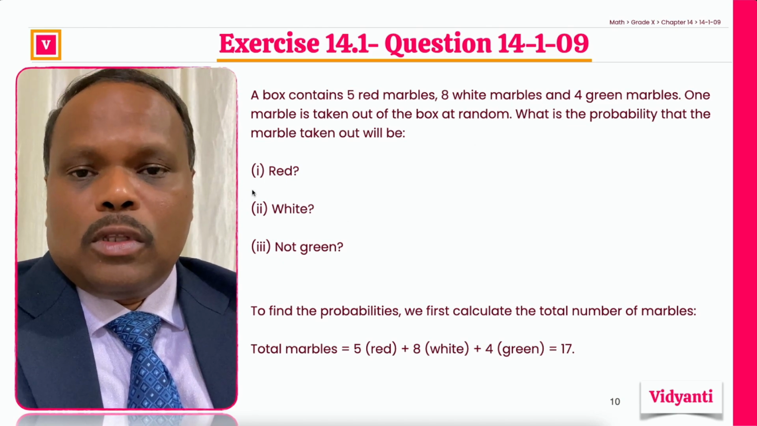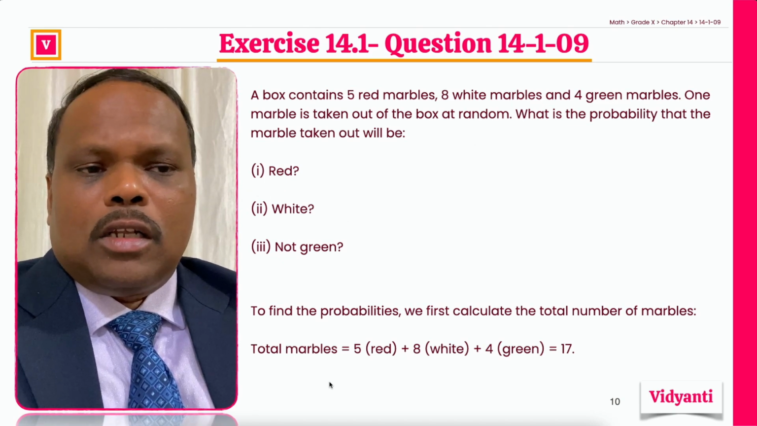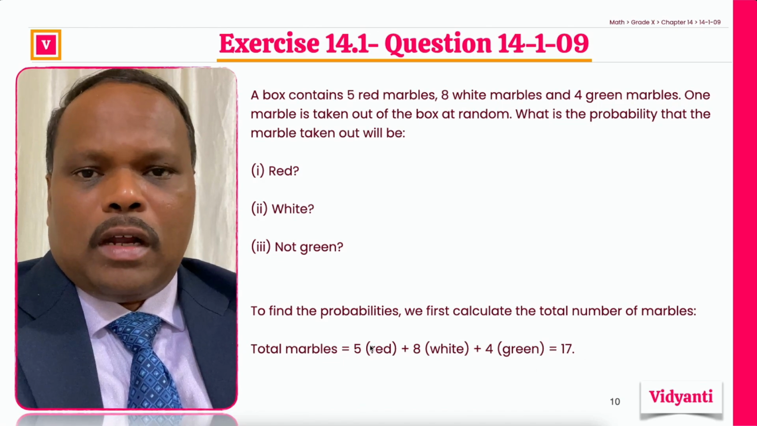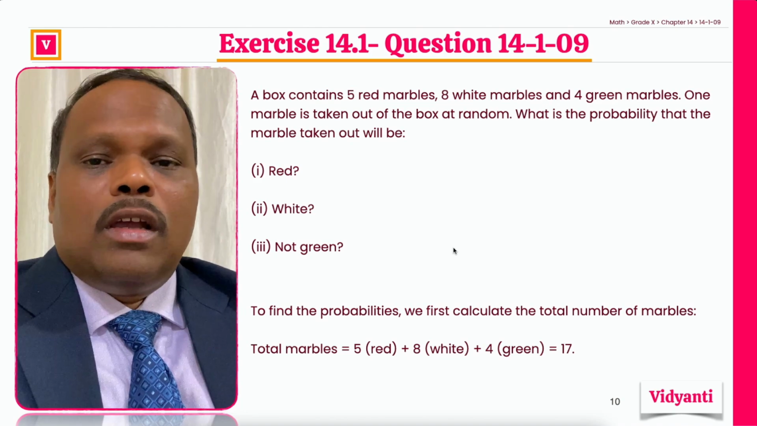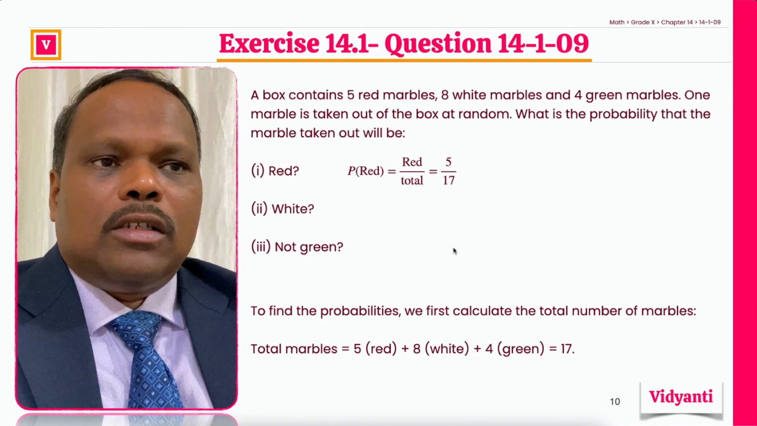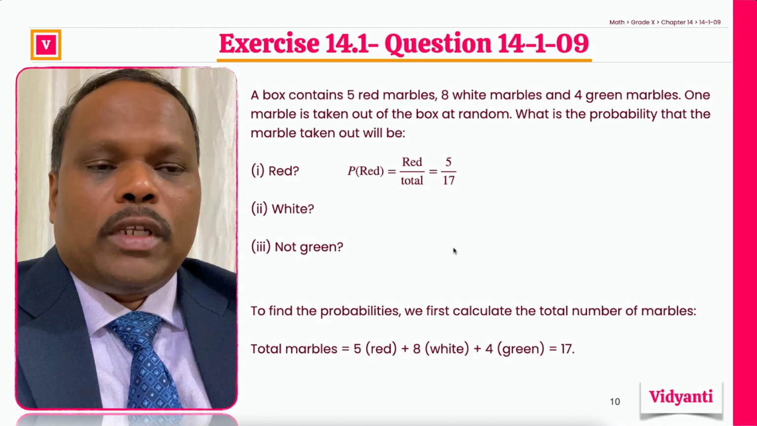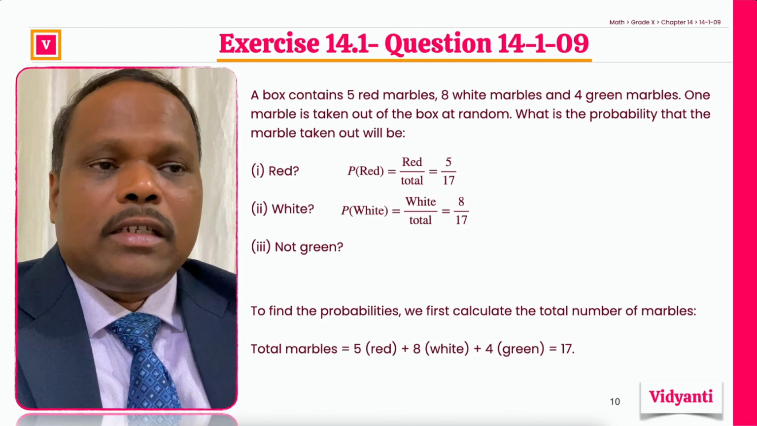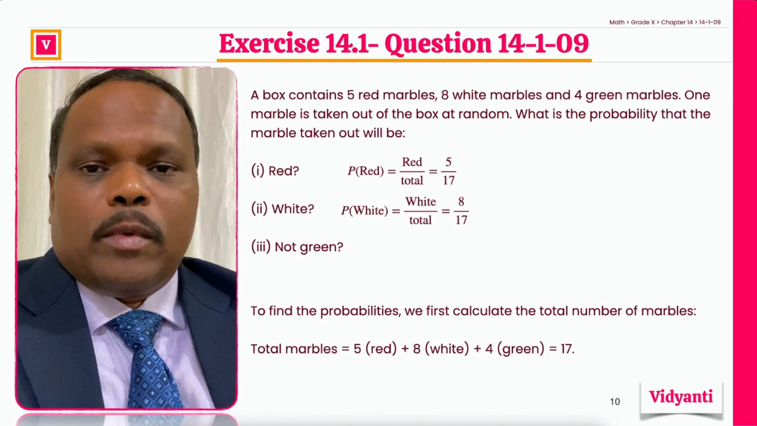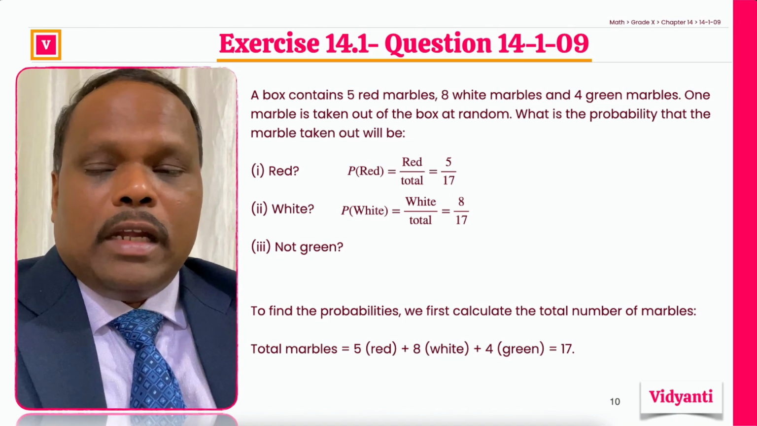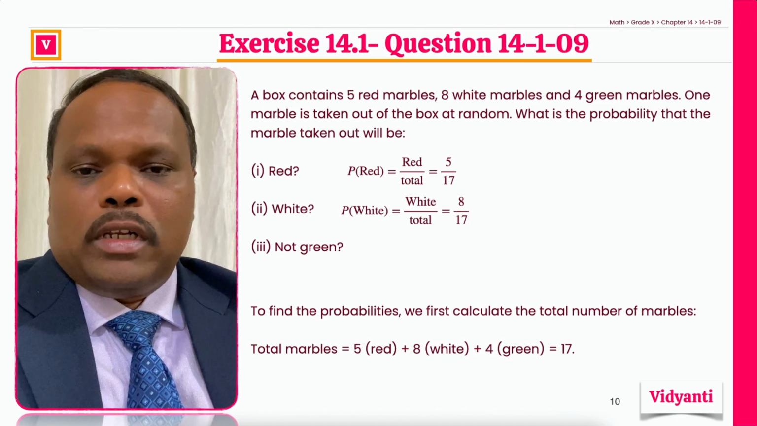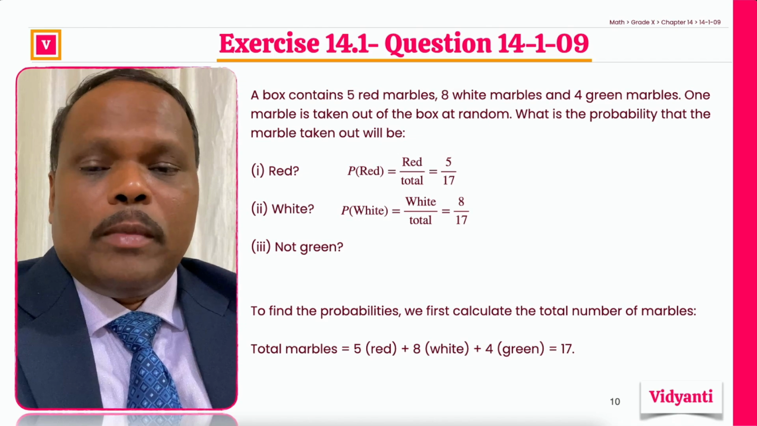So let's go to the first sub question, red. Now out of 17, 5 are red, so favorable upon total, here favorable is 5 and total is 17. So probability of red is 5 over 17. Probability of white, second sub question, will be again favorable upon total. Now here favorable is white, that's 8 and total is 17. So it will be 8 over 17.